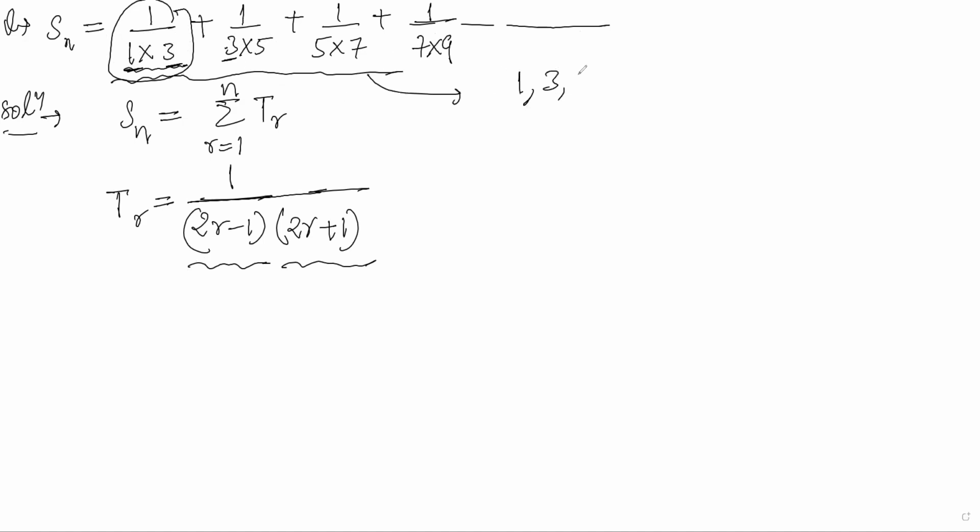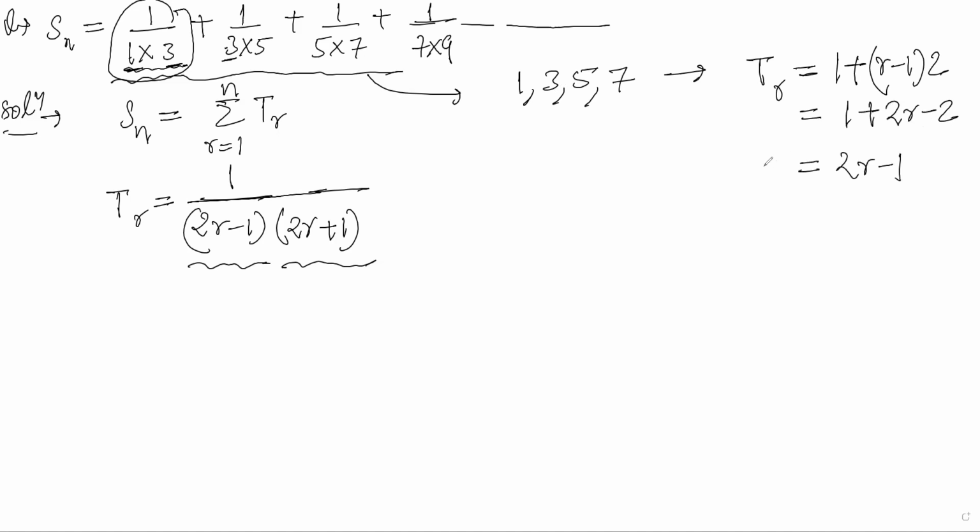So you can find out the R term for AP. This is an AP, which is this. You have to find TR. First term is what? 1. Common difference is what? 2. So a plus r minus 1 into d, which is 2. So what would be the value? This would be the value. So you got the first part in that way.